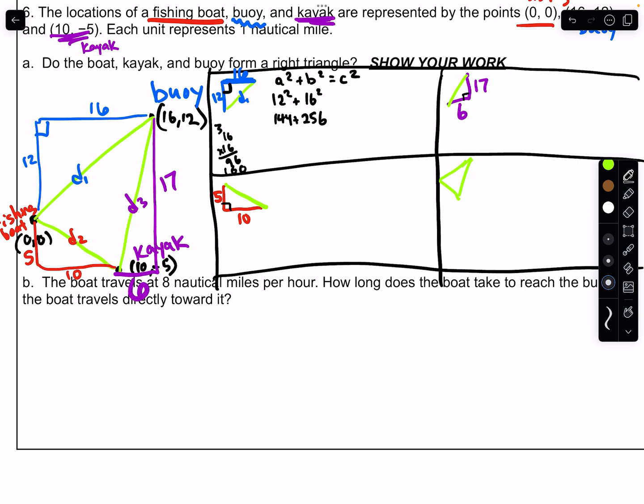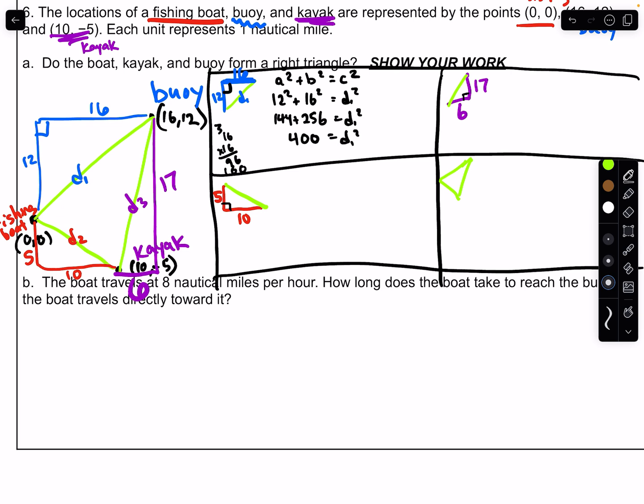And when I add those together, I get 400. Yep. So I know that's all equal to c squared. And in this case, I'm not calling it c squared, I'm calling it d1. So that's equal to d1 squared.